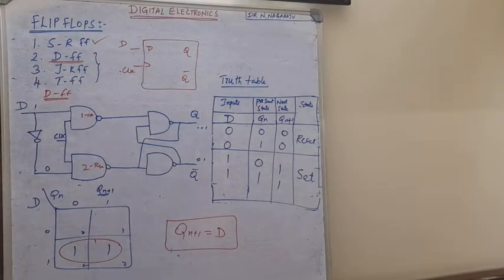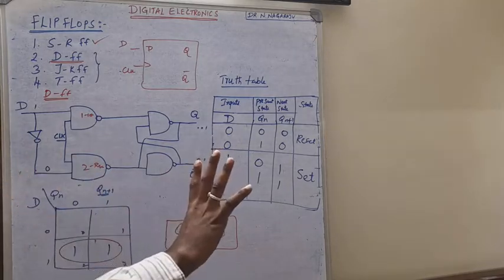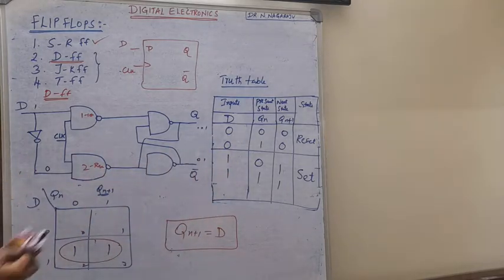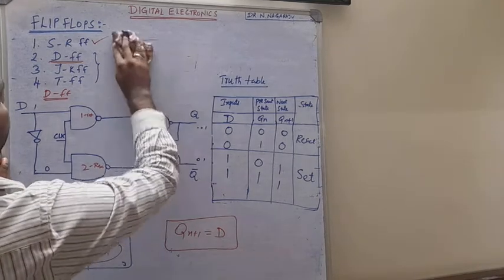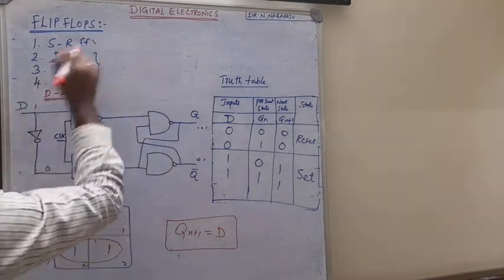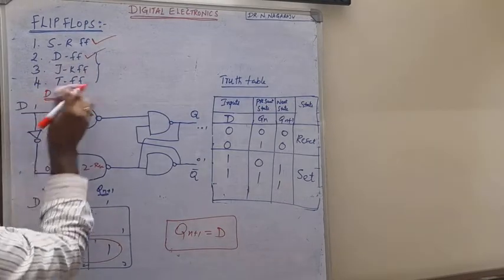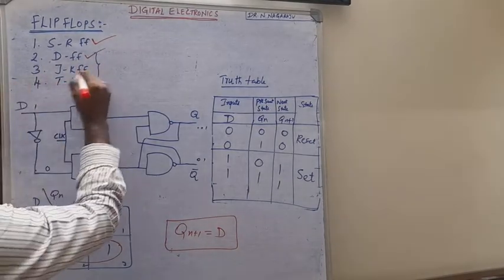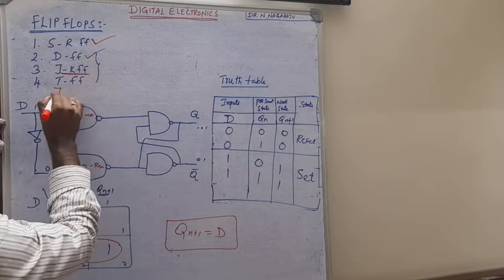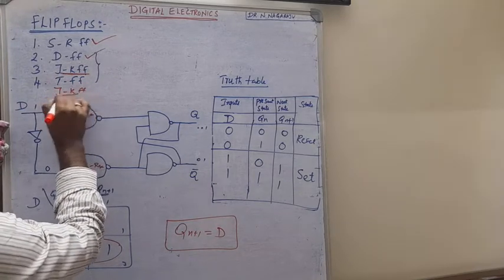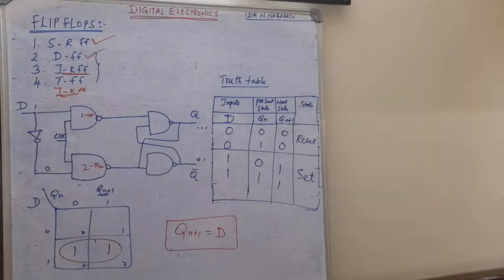Now I am going to do the third flip flop, that is the JK flip flop. This was about the D flip flop concept. The D flip flop is now over. Now I am going to use the JK flip flop, with the same diagram. I already told you at the start that by using this diagram, I am going to design all four flip flops.